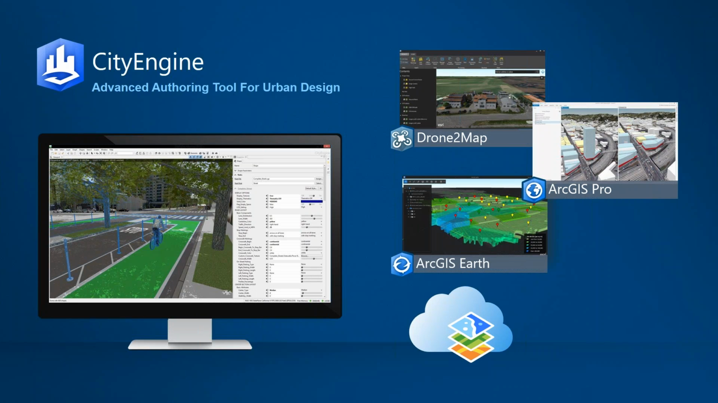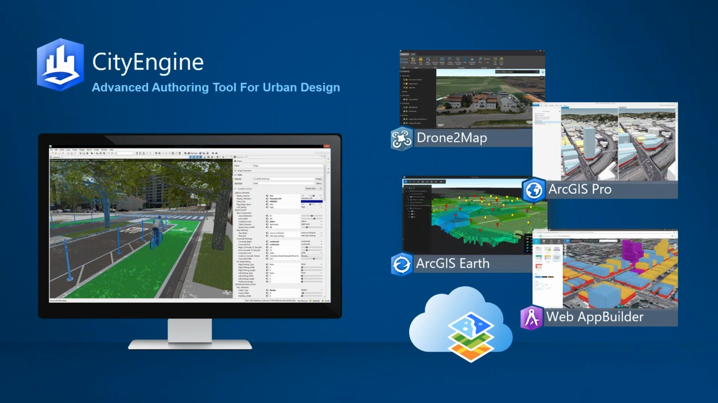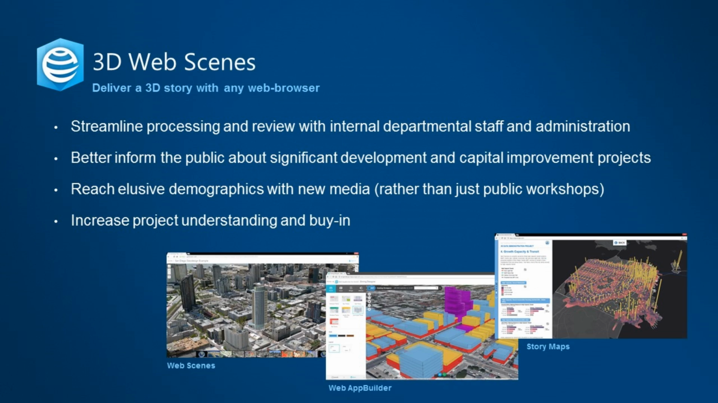We also have ArcGIS Earth, and as the name implies, this can support many disconnected viewing workflows. And finally, web scenes and apps that can be built easily with Web App Builder can start to support 3D in a commercial web browser. As you can see, CityEngine is part of a family of apps supporting a wide variety of targeted workflows. So let's take a dive further into 3D web scenes.